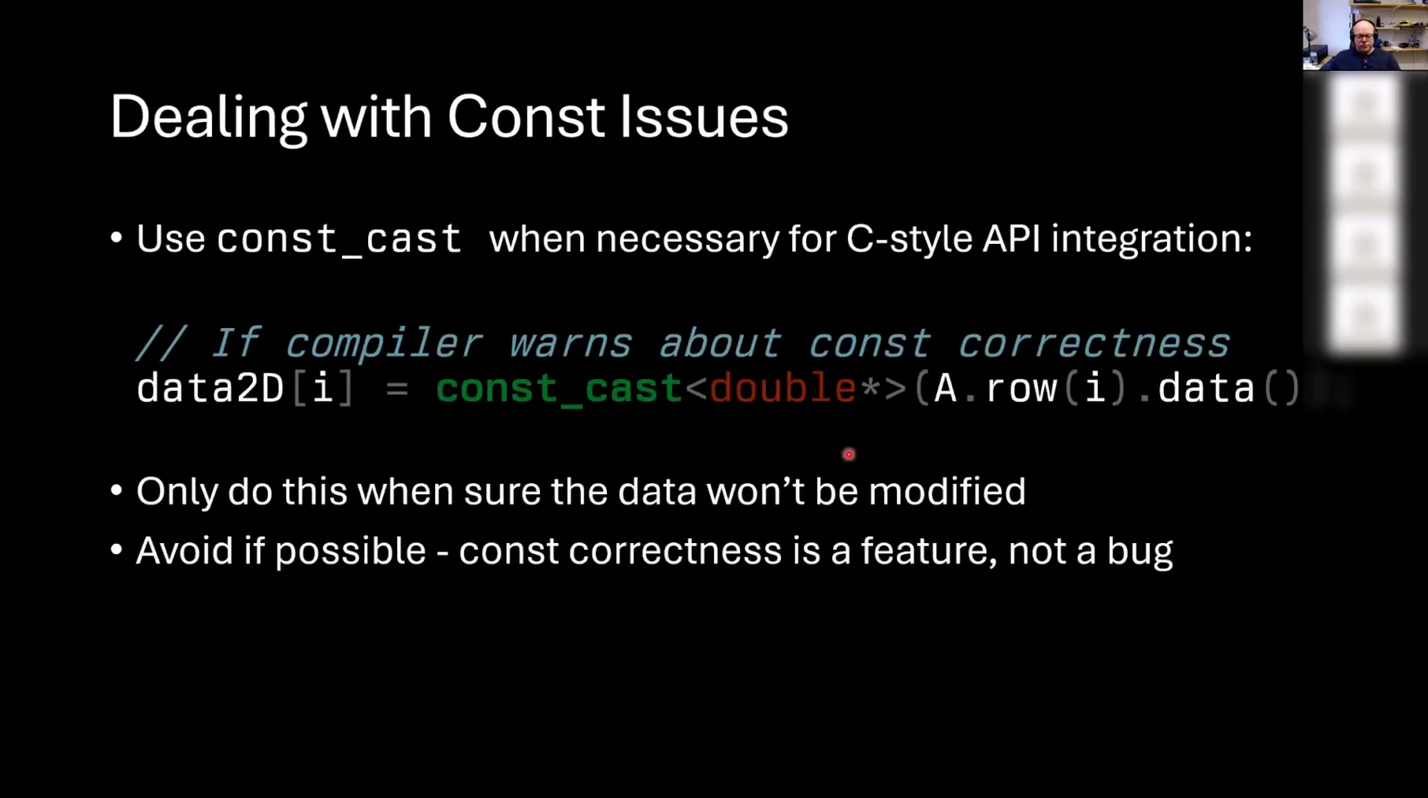Sometimes you will get returned const arrays, and if you want to integrate those, sometimes you need to cast pointers, and then you can use const_cast double star here to remove the constness. But only do this when you are sure that the data won't be modified. You override the compiler's own check. So avoid this if you can, and const correctness is a feature, not a bug.